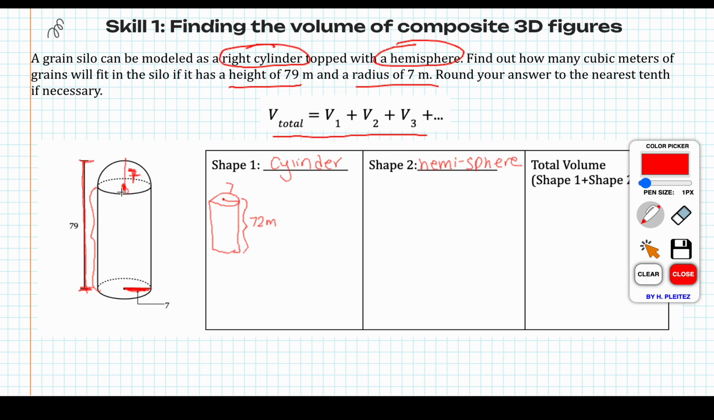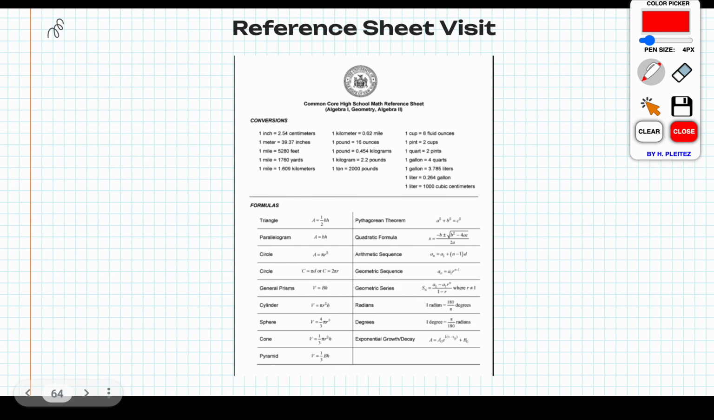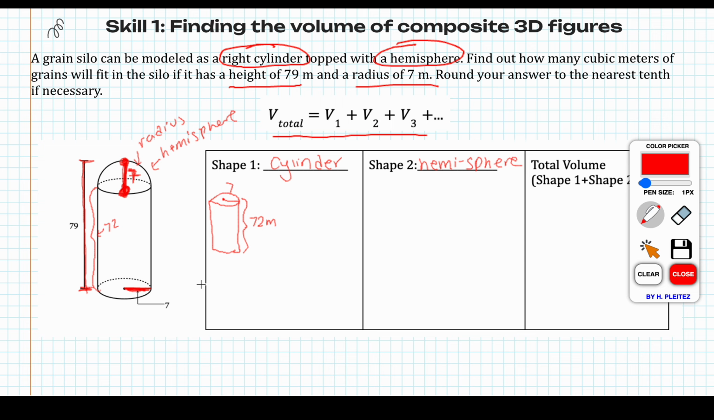Again, what we did was fill in this radius value, because remember, this is a hemisphere. That means the value going from the top of the cylinder all the way up to the top of the silo is going to be the radius, and we know that the radius is 7. So 79 minus 7 gives us just this value right here, which is 72. You want to be really careful what the measurements are actually representing, so that you don't mess up. Now that we have our cylinder sketched out, let's take a visit to our reference sheet. Here we have the formula for a cylinder. The volume is pi r squared times h.